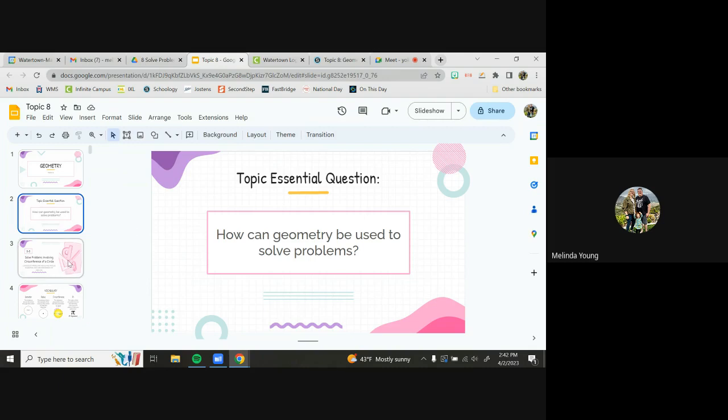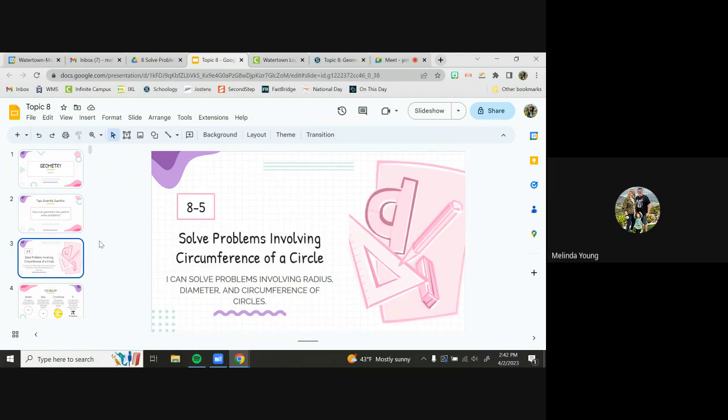All right, and today's lesson is going to be on 8.5. We're going to be looking at circumference of a circle. So your I can statement, your objective is I can solve problems involving radius, diameter, and circumference of a circle. So write down here. Okay. All right, again, pause if you need to so you can get this information recorded.